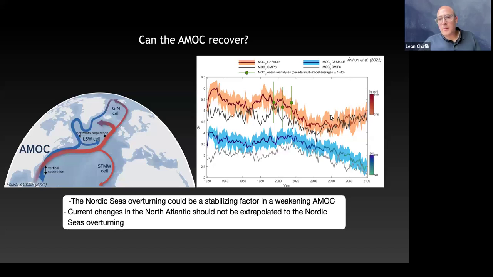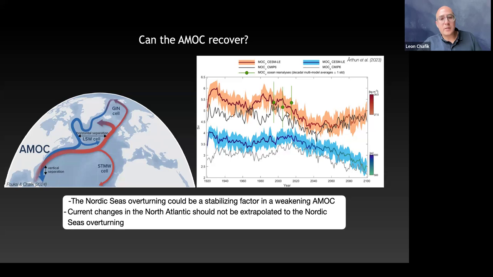So simply what I'm trying to say, I know there are a lot of details here, is that the AMOC definition really matters, especially as we move towards higher latitudes. How we define it mathematically really matters for how we look at it in the future. And so, a couple of take-home messages from this paper is that the Nordic Sea is overturning.